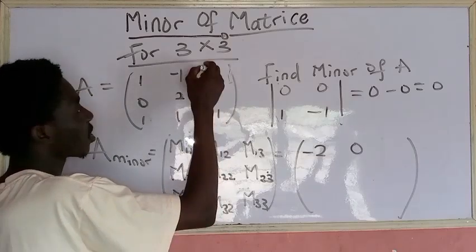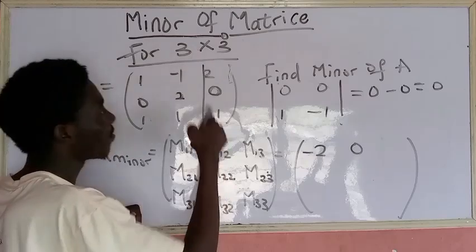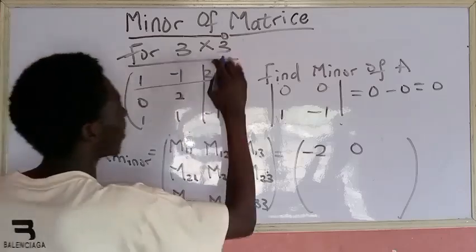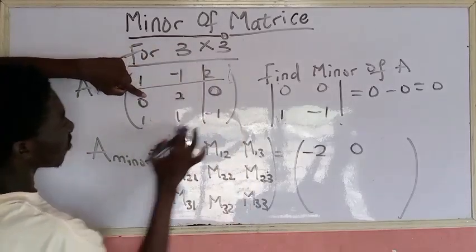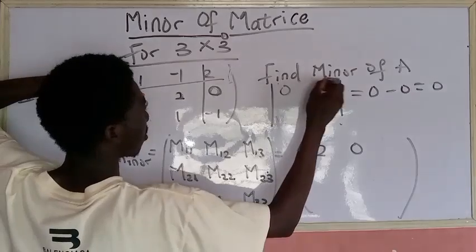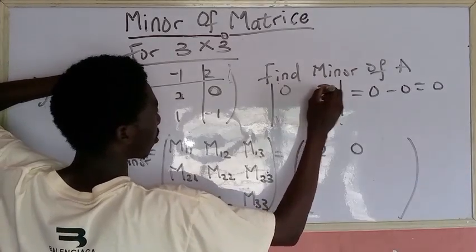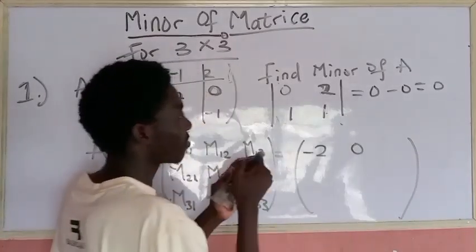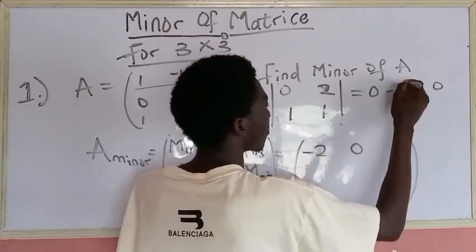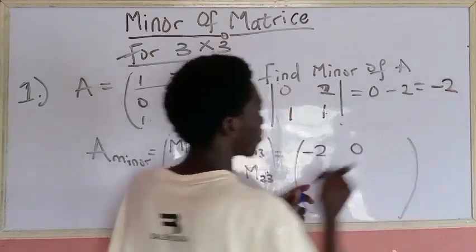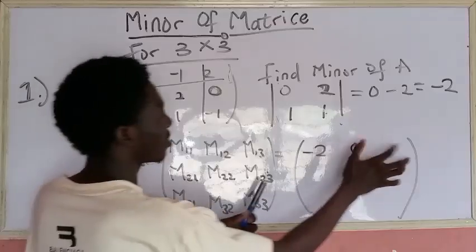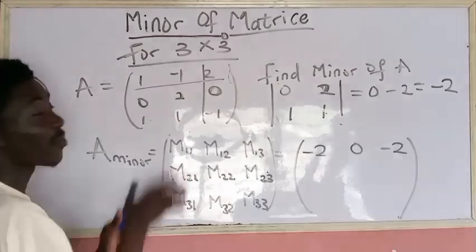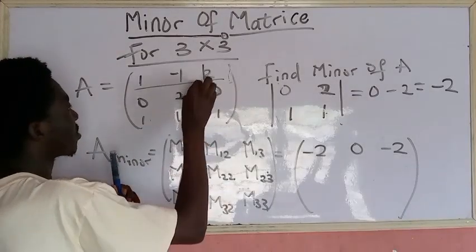For the next one, cover this column, cover this row. So I'm left with 0, 2, 1, and 1. And that is 0 times 1 is 0. 1 times 2 is 2. That is minus 2. So you have a minus 2 there. That means here is a minus 2. That's the minor of a 3 by 3 matrix. So I'll clean this off.